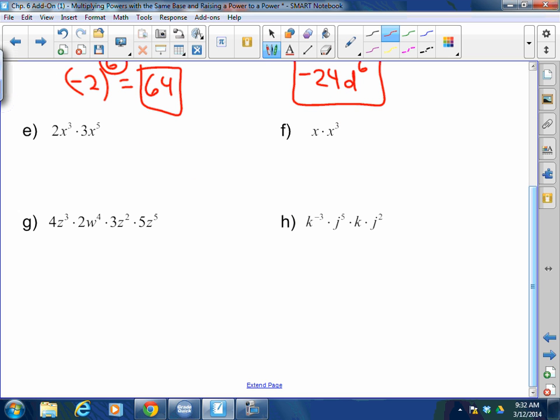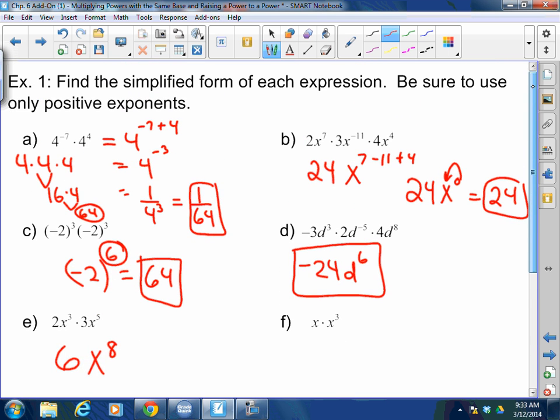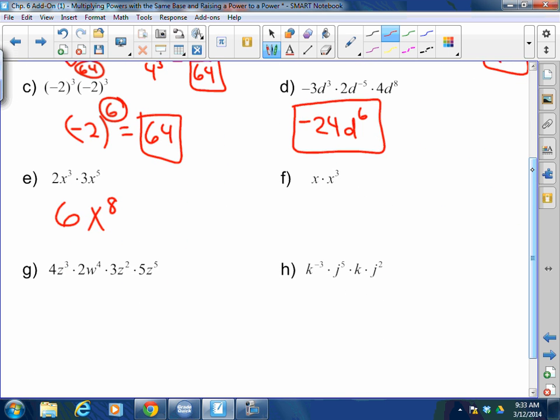All right. 2x cubed times 3x to the 5th. Yes, sir. 6x to the 8th. Boom, I couldn't have done it better myself. Okay, thank you for asking. I want positive exponents. This is a positive exponent. Actually, I'm glad you said that.